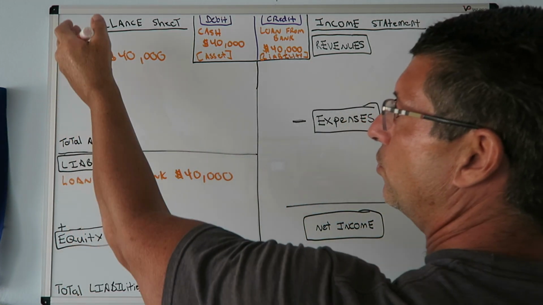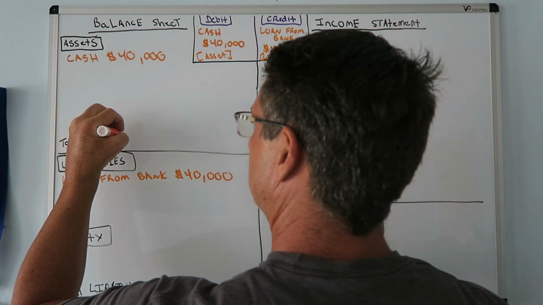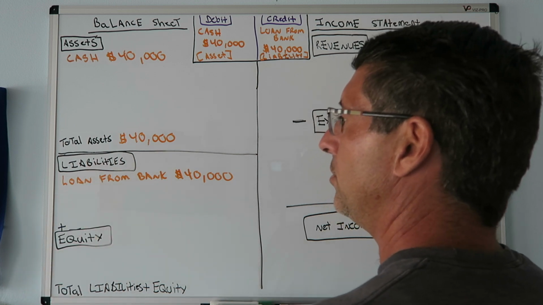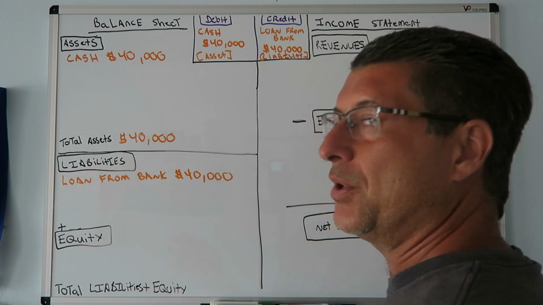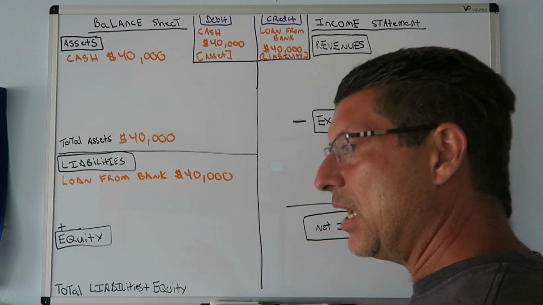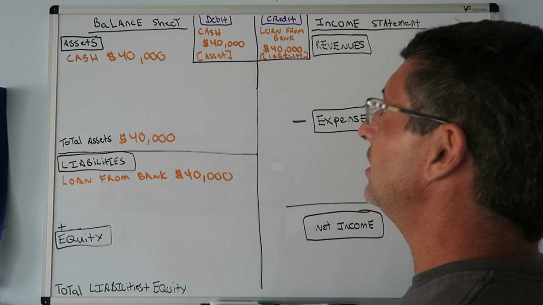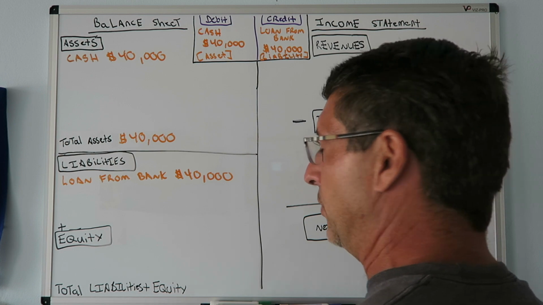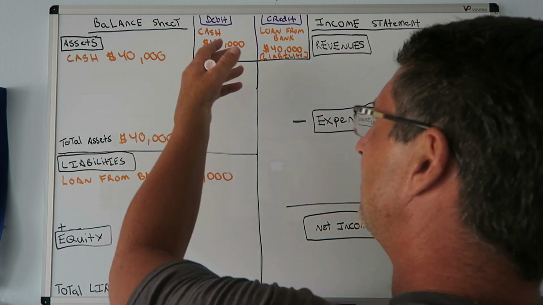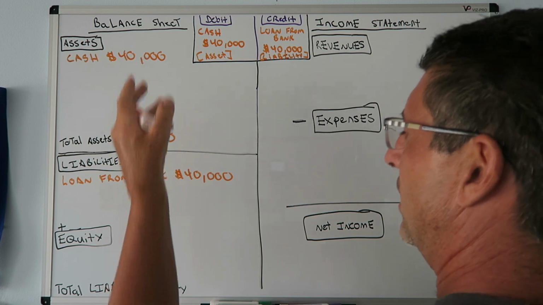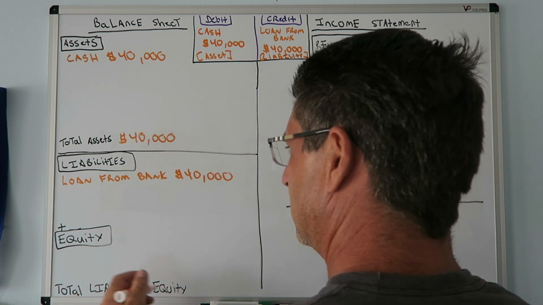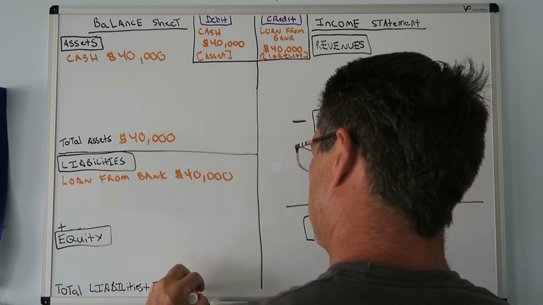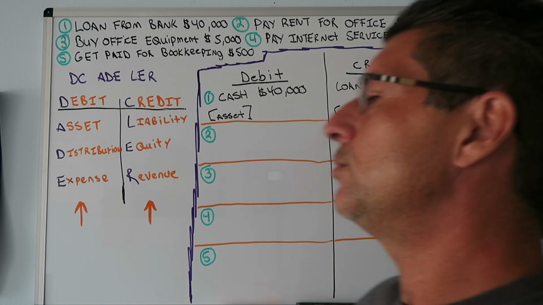$40,000. What's our total assets? $40,000. What is our total liabilities and equity? Because assets always equal liabilities and equity. DC Adler, debits equal credits. Assets always equal liabilities plus equity. So did we do everything right? How did this affect? It's only affecting the balance sheet. So total liabilities and equity: well, we don't have any equity. The only liability we have is a loan from bank, so it's $40,000. Let's go to number 2.